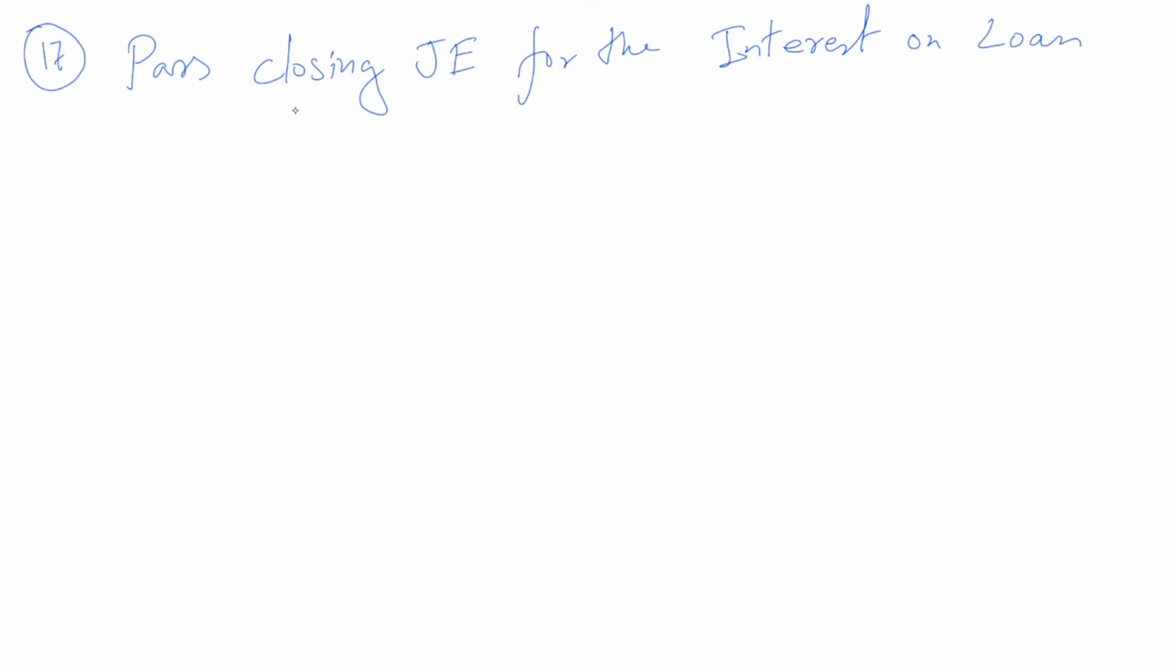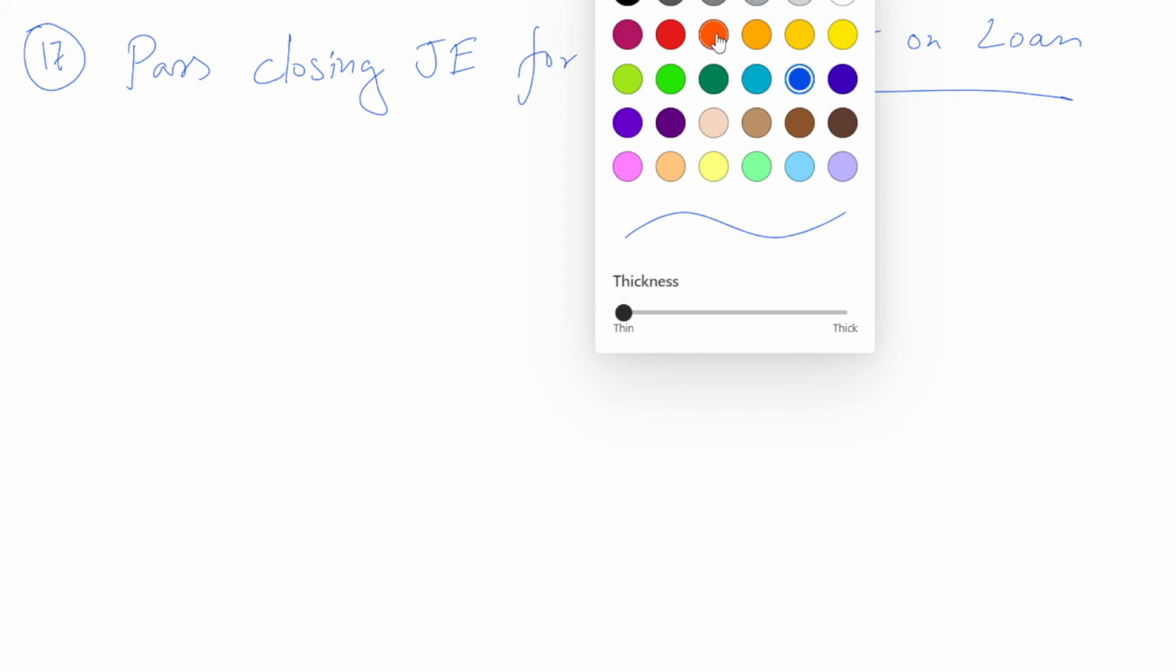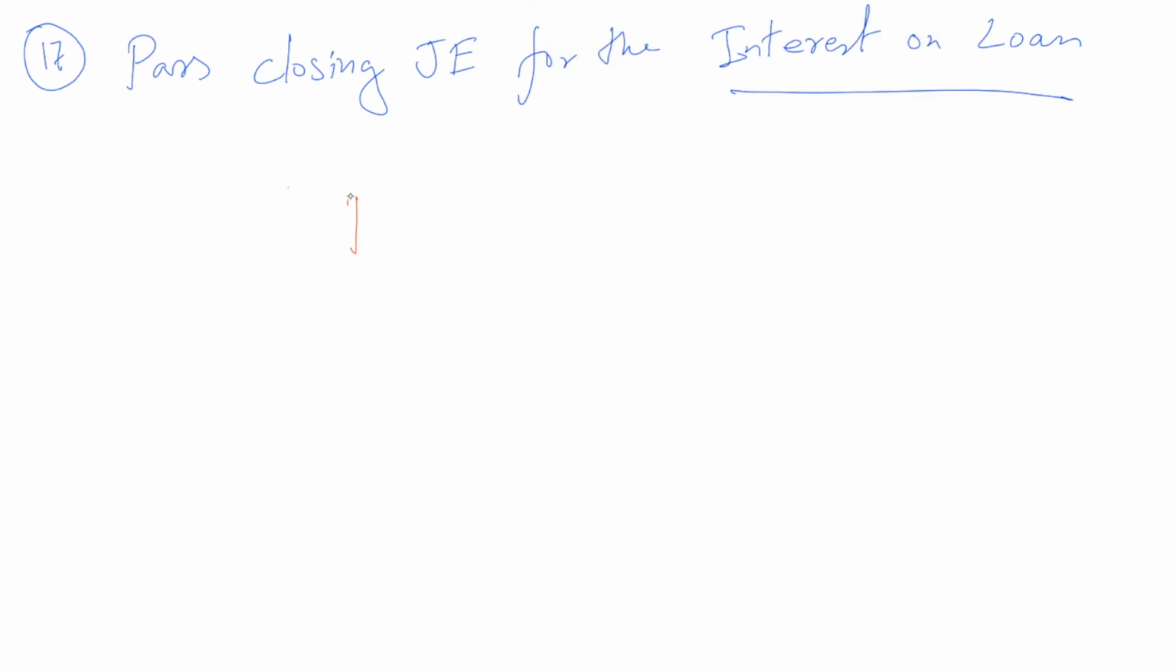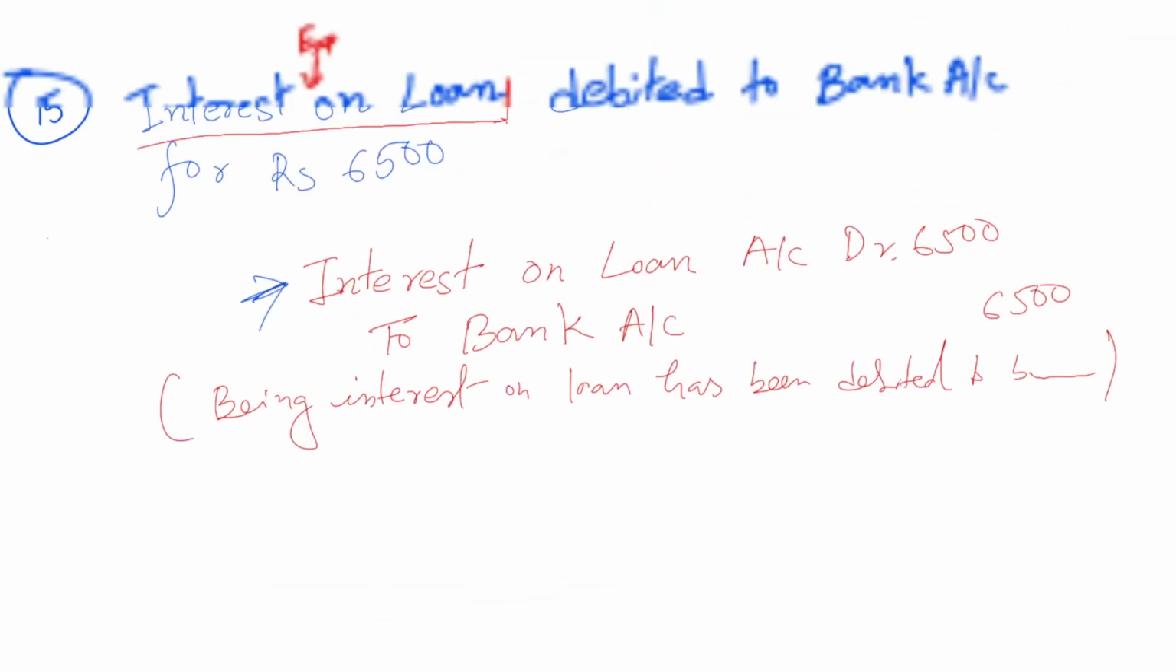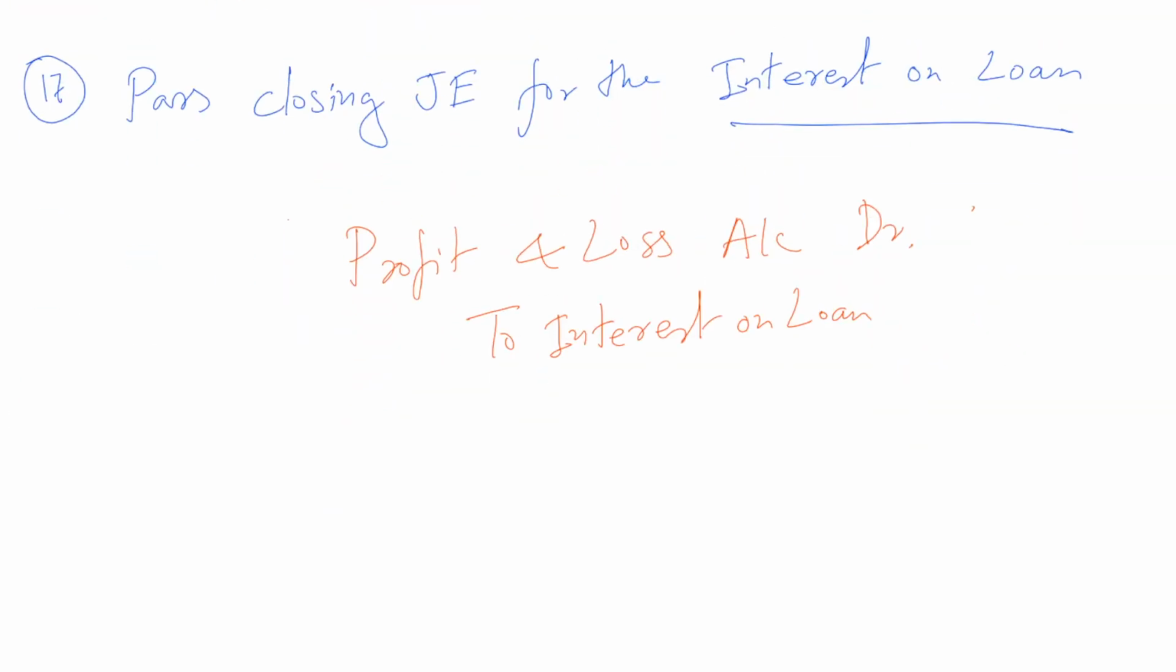So what is the closing journal entry for the interest on loan? It will be like this. Interest on loan was debit earlier, so now it will be profit and loss account debit to interest on loan. What amount was it? 6,500. I'm just considering this amount, 6,500. So this way it is.